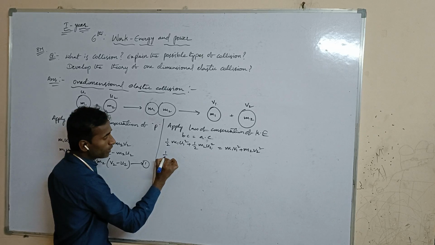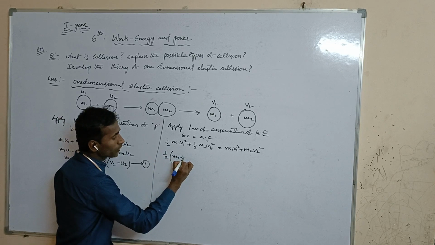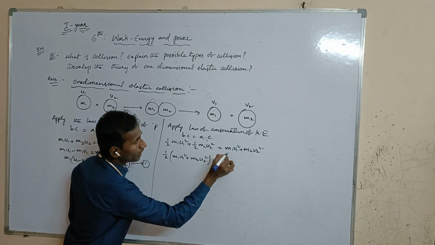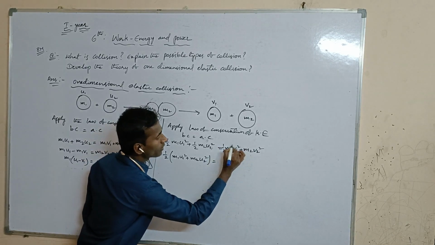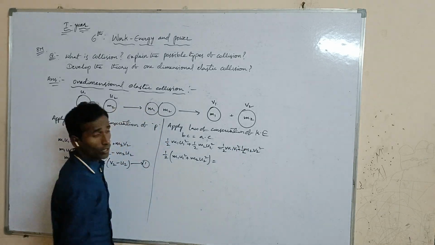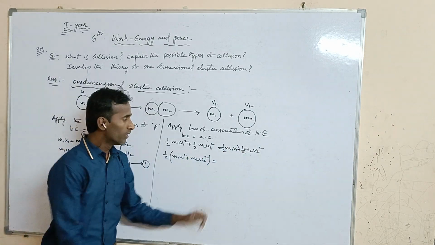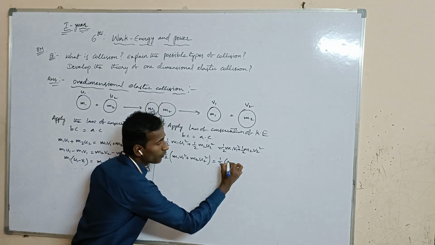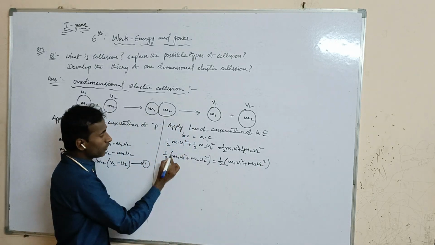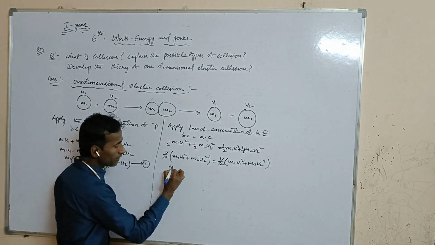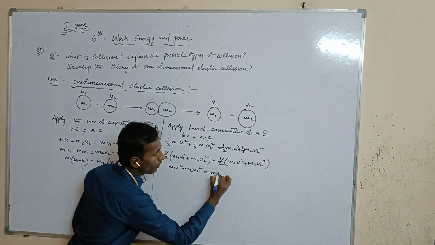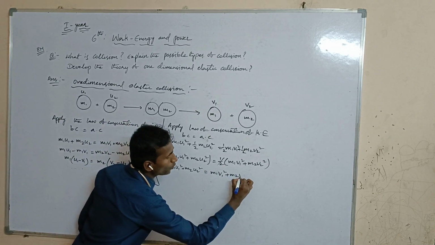Now again, take out the common half on both sides. Half of m1 u1 square plus m2 u2 square is equal to half of m1 v1 square plus m2 v2 square. Now on both sides the half cancels. So m1 u1 square plus m2 u2 square is equal to m1 v1 square plus m2 v2 square.